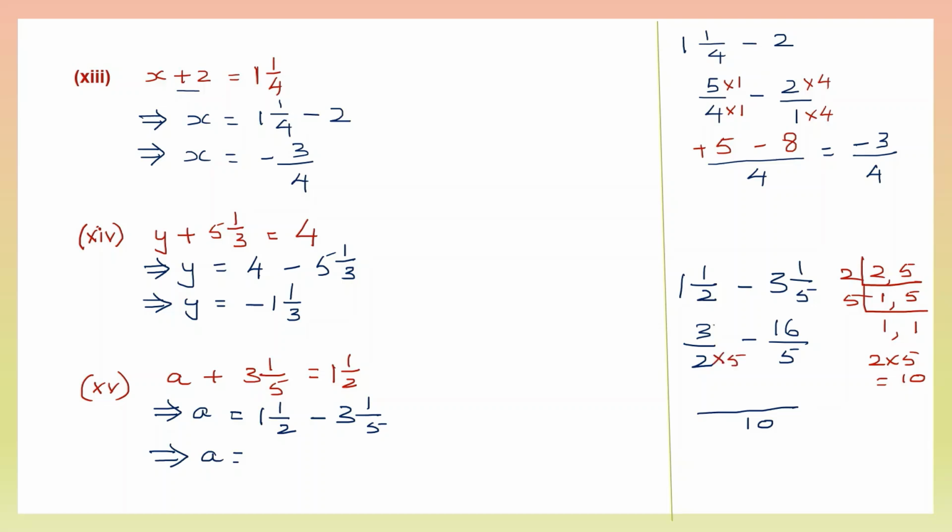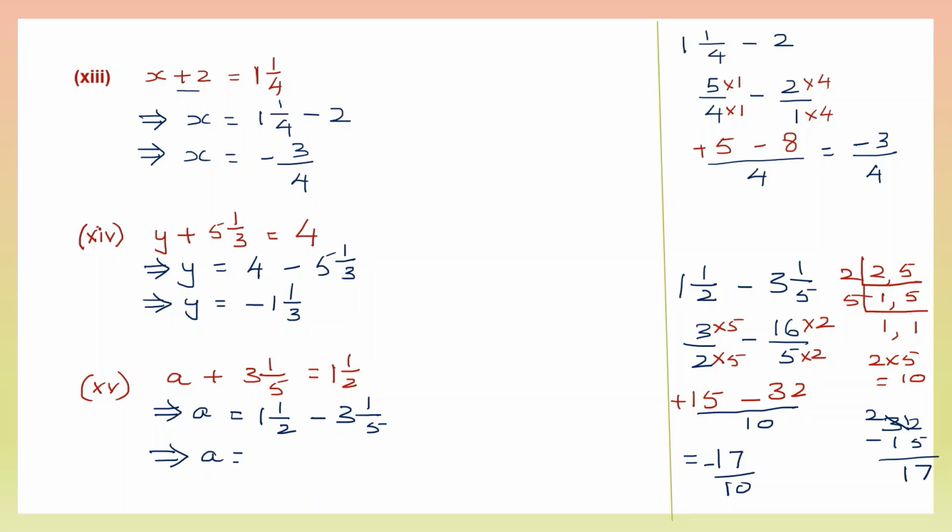2 5s are 10. So 3 into 5 is 15, minus 5 into 2 is 10, so 16 into 2 is 32. So plus 15 minus 32. So let's subtract. When signs are different, put the sign of the bigger number and subtract. So we need to subtract 32 minus 15. Now borrow 2. 12 minus 5 is 7. 2 minus 1 is 1. So here we get 17 by 10 with a minus sign.